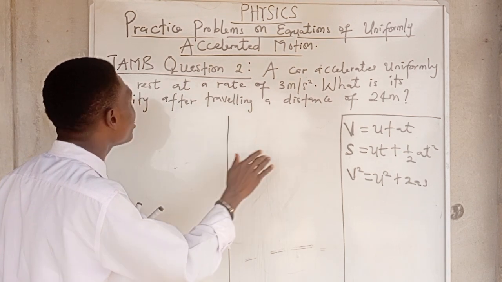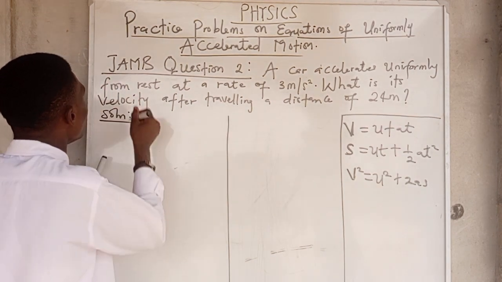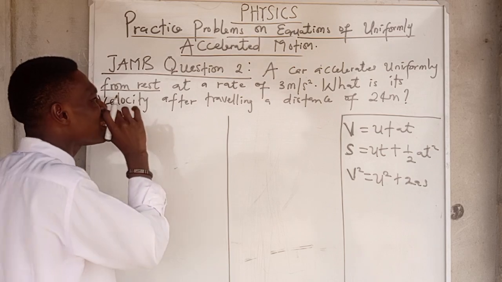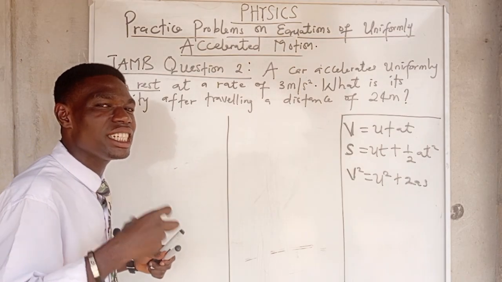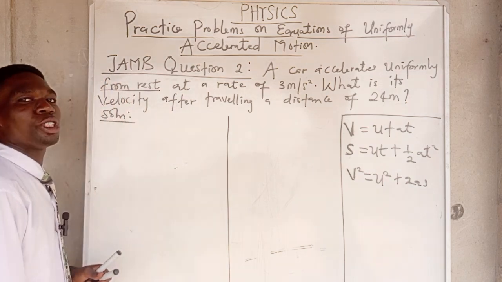So look at the question now. A car accelerates uniformly from rest. So this "from rest" tells us something, that if something starts from rest, its initial velocity u is equal to 0.